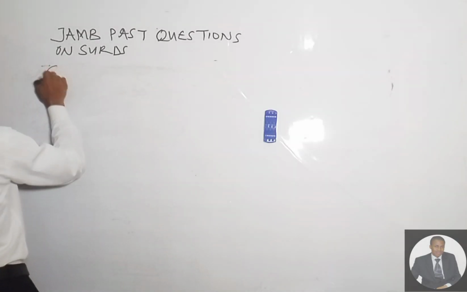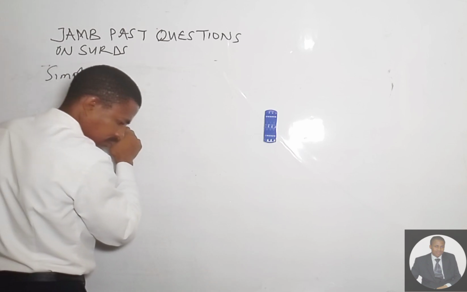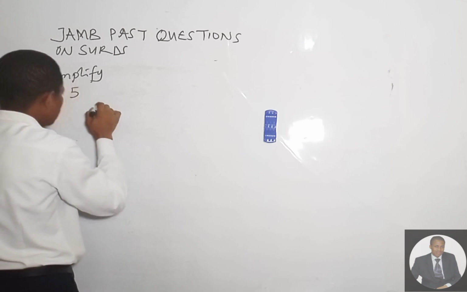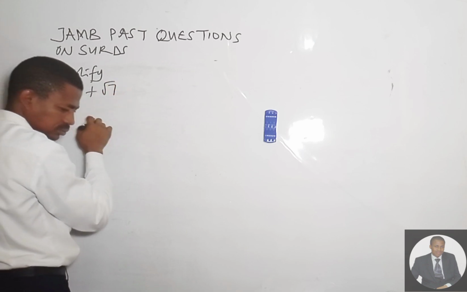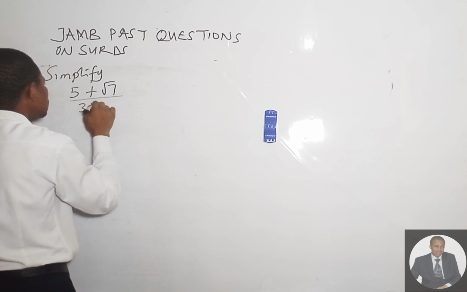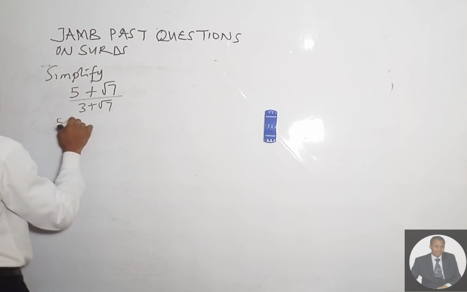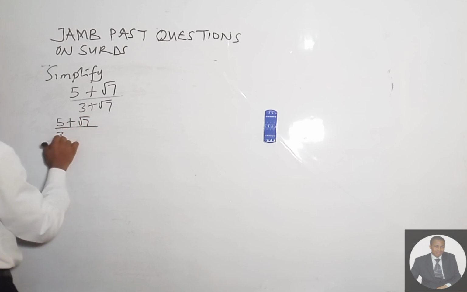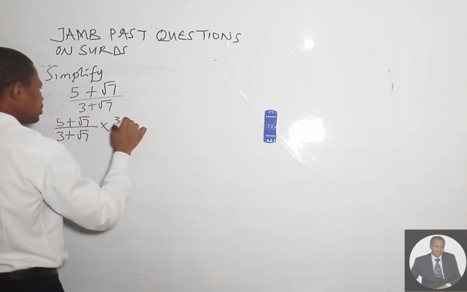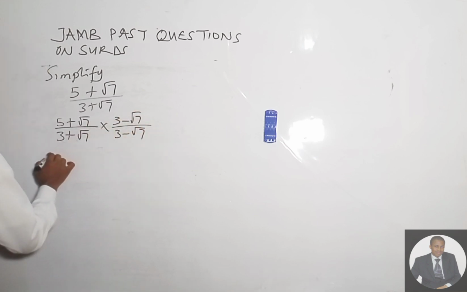5 plus root 7 over 3 plus root 7. So 5 plus root 7 over 3 plus root 7. Multiply both sides by 3 minus root 7 as the conjugate. 3 minus root 7. Let's multiply.